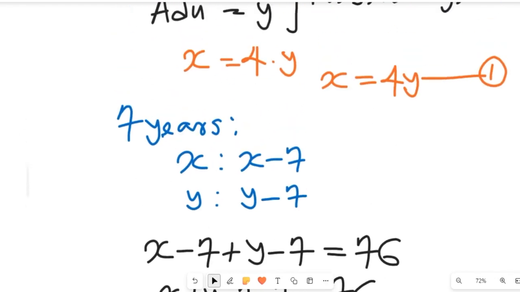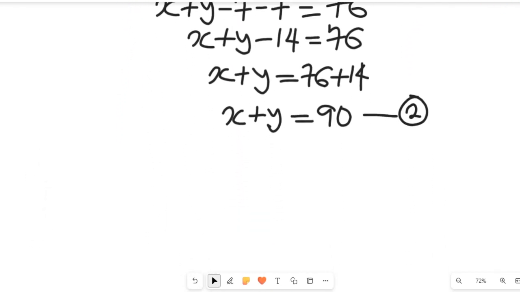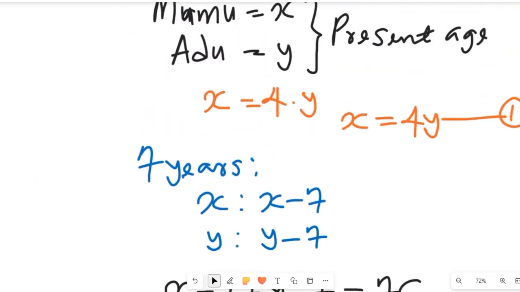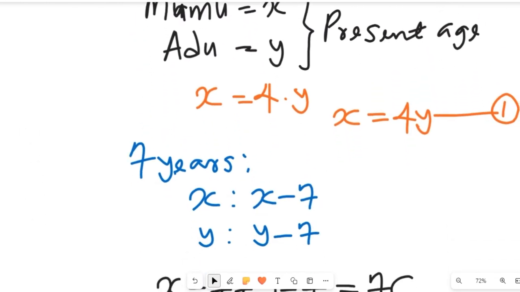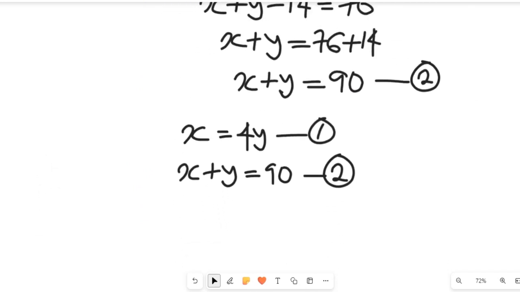Now we have 2 equations: X equal to 4Y as our equation 1, and X plus Y equal to 90 as our equation 2. We are going to solve those 2 equations. From the question, we are asked to find Audu's age, that's the value of Y. So let's take the value of X equal to 4Y and substitute it into equation 2.